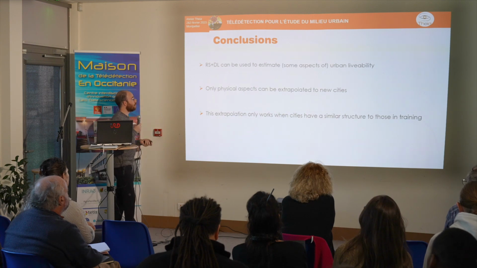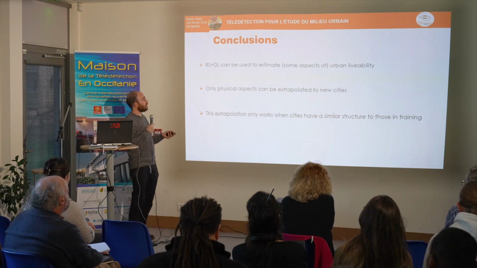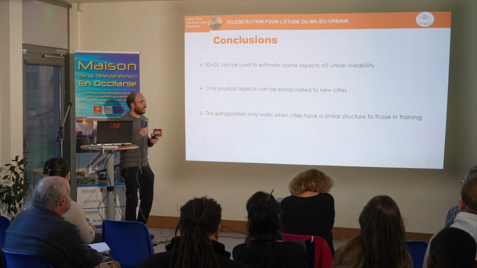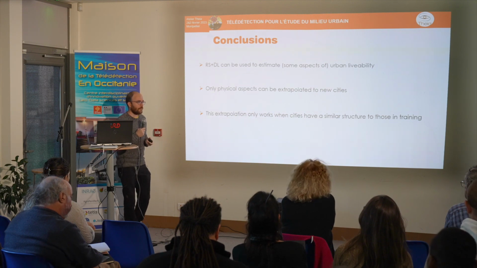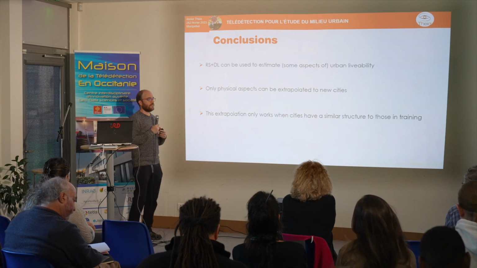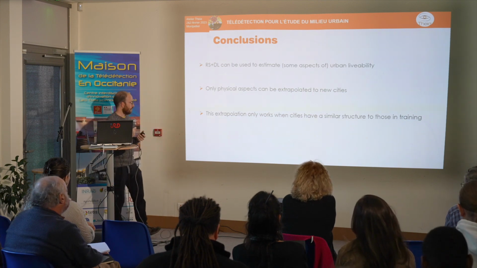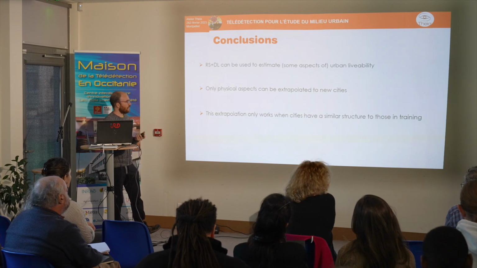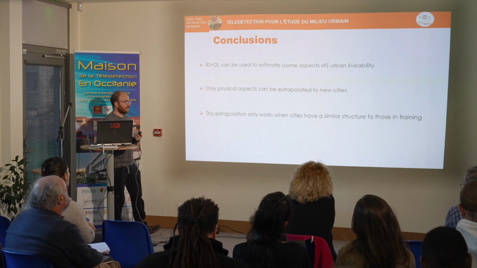So as a conclusion, we have seen that remote sensing and deep learning can indeed be used to estimate at least some aspects of urban livability, but that only physical aspects can be really extrapolated to new cities. And also this extrapolation only works when cities have a relatively similar structure to those the model has seen during training.